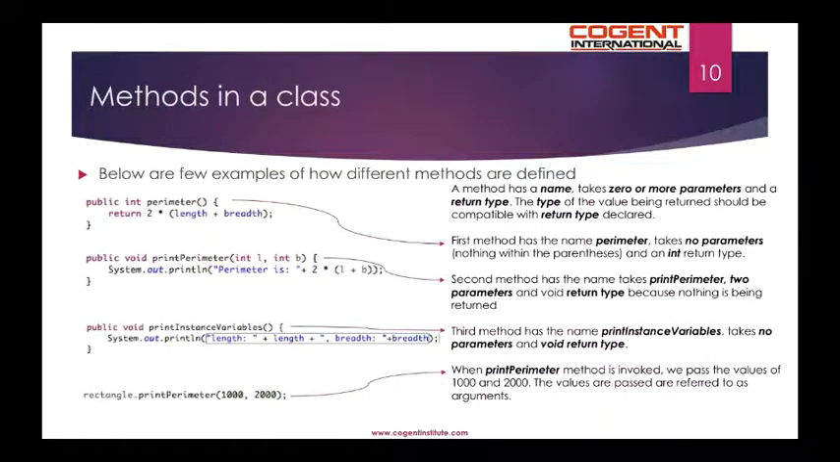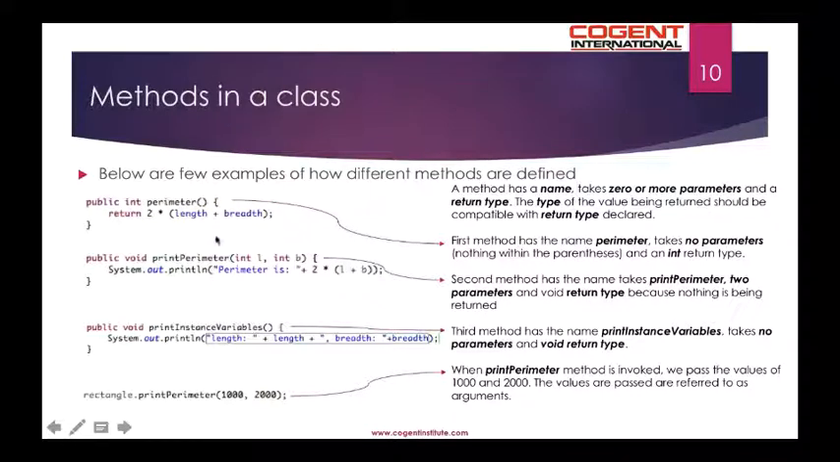Let's look at how we can define methods in a class. Here are a few examples of how different methods are defined. We've already seen the perimeter in the Rectangle class. So perimeter returns the perimeter of the rectangle, which is 2 into length plus breadth. These are the instance variables. A method has a name, 0 or more parameters, and a return type. The type of the value being returned should be compatible with the return type declared.